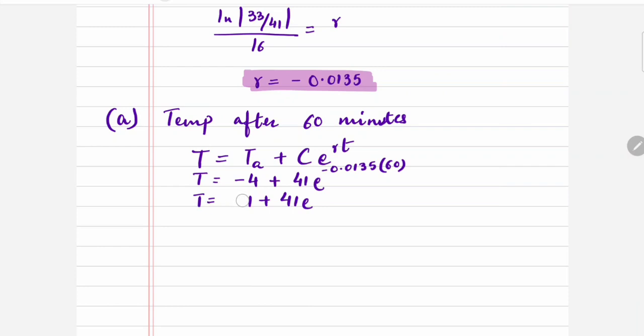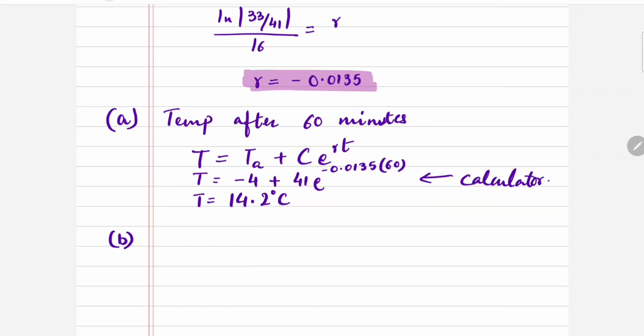So you don't have to write that again, but if you put all those values in your calculator, you should write calculator, you will get your answer as 14.2 degrees Celsius. Right, so that will be the temperature after 60 minutes.